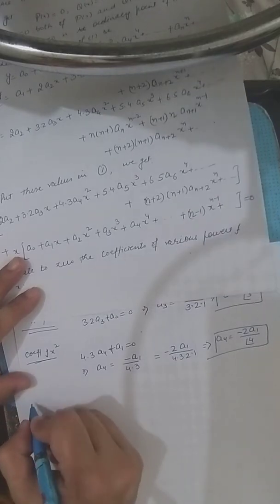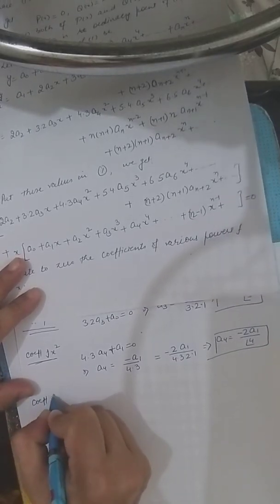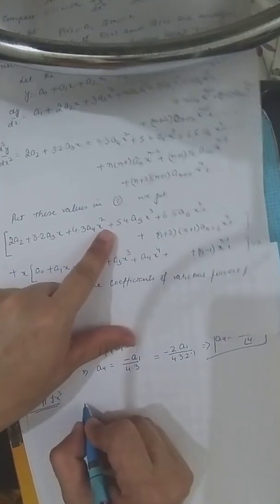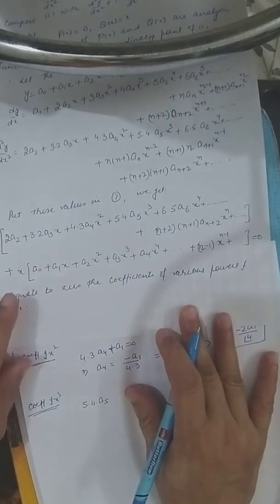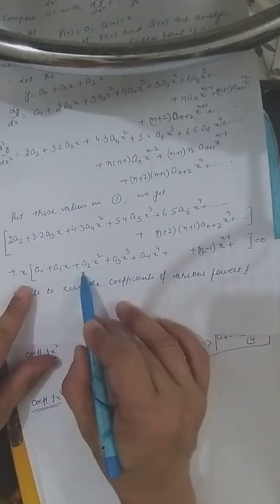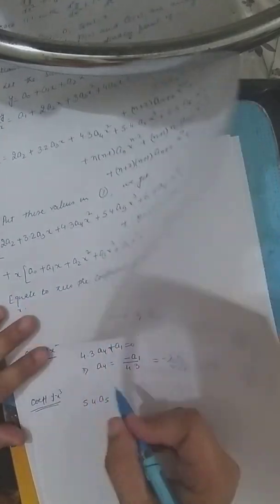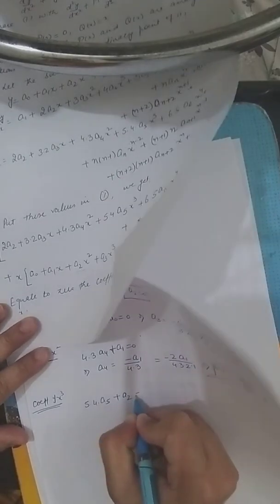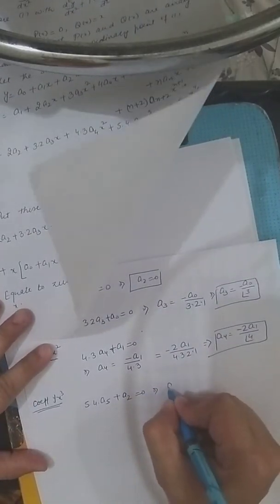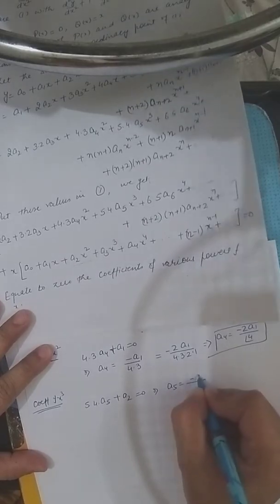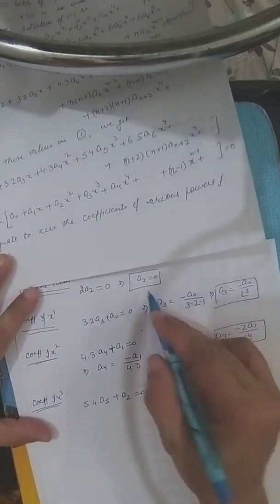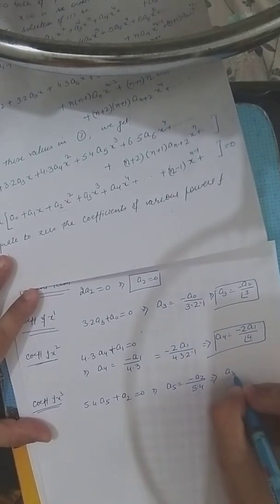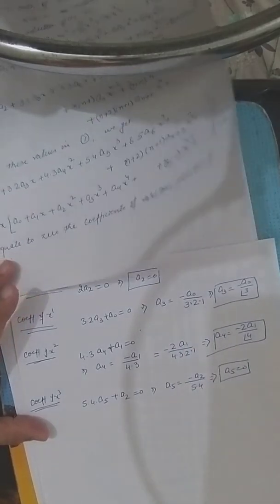Next, coefficient of x cube. Here it is 5 into 4 into a5, and the coefficient of x cube from the other term is plus a2. This implies a5 is minus a2 over 5 into 4, and a2 is 0, so a5 is 0.